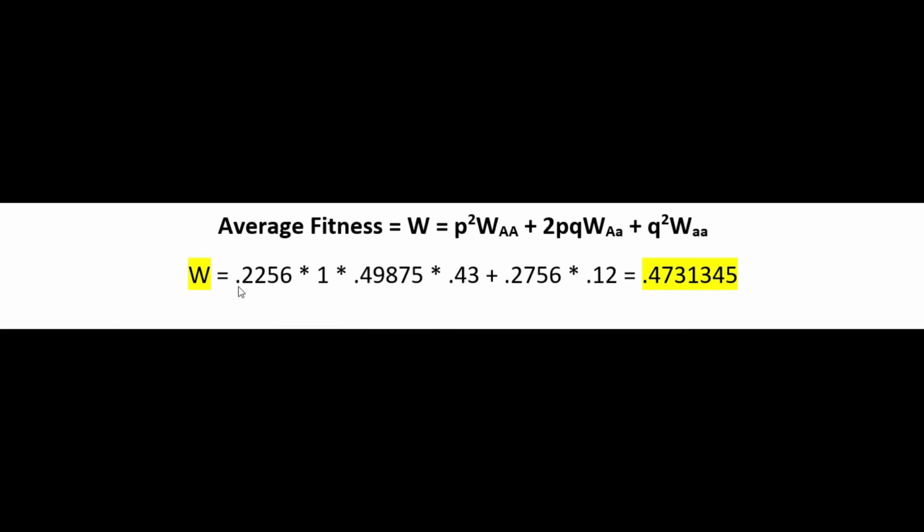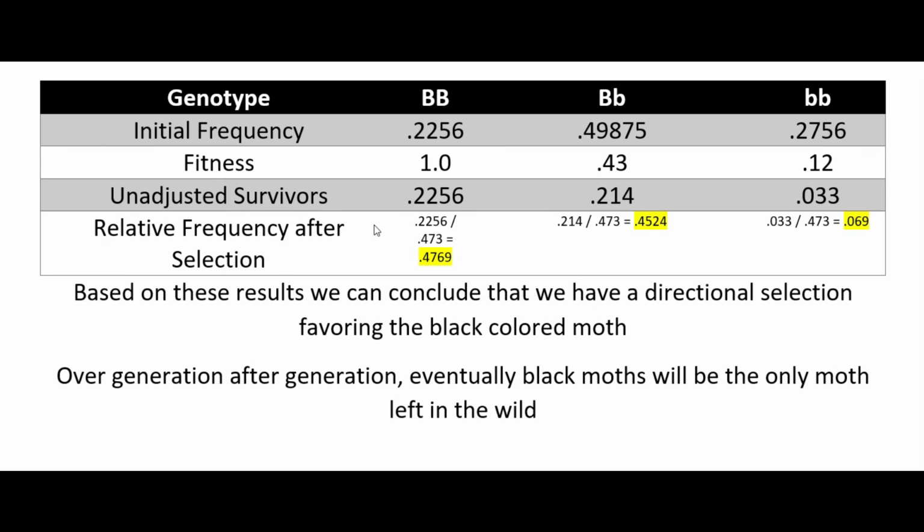We quickly want to find our average fitness value, which is found using this formula. Going through the math, we find that our average fitness is going to equal 0.4731. Tying it all together, we get our new frequency value for our black moths to be 0.4769, peppered moths to be 0.4524, and white moths to be 0.069. As you can see, the white moth population has decreased along with the peppered moths, and the black moths have increased because their fitness is so much better in the wild.